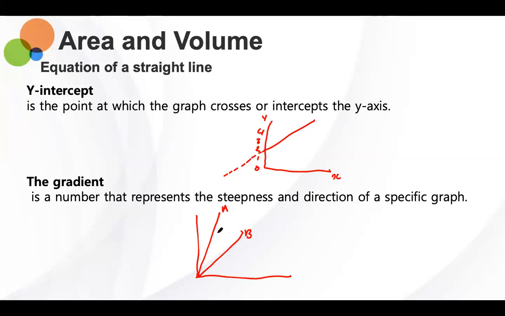Let me repeat that. We have 2 lines. Yes, sir, line A. Everyone agree? Yes, sir. All right, so we have 2 lines and we said that the gradient represents the steepness and direction of a graph. In this case, it is obvious that line A is much steeper than line B, so this would have a higher value for gradient.